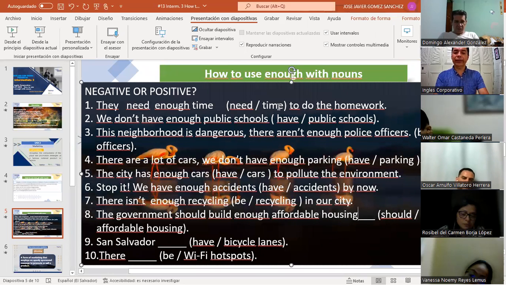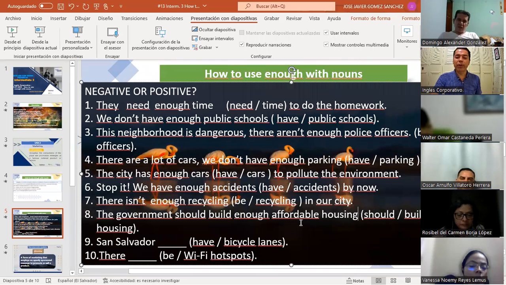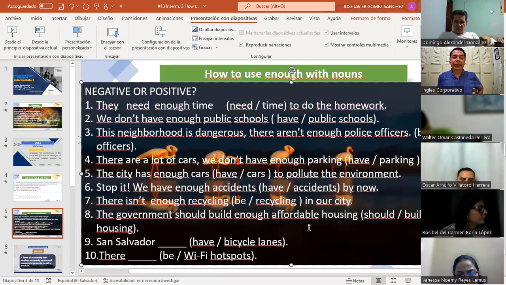Affordable housing, right? It's impossible, but who knows? That's the idea, right? The government should build enough affordable housing. Okay, nice. That was difficult, Rosibel. Congratulations, right? Now, number nine. Thank you.